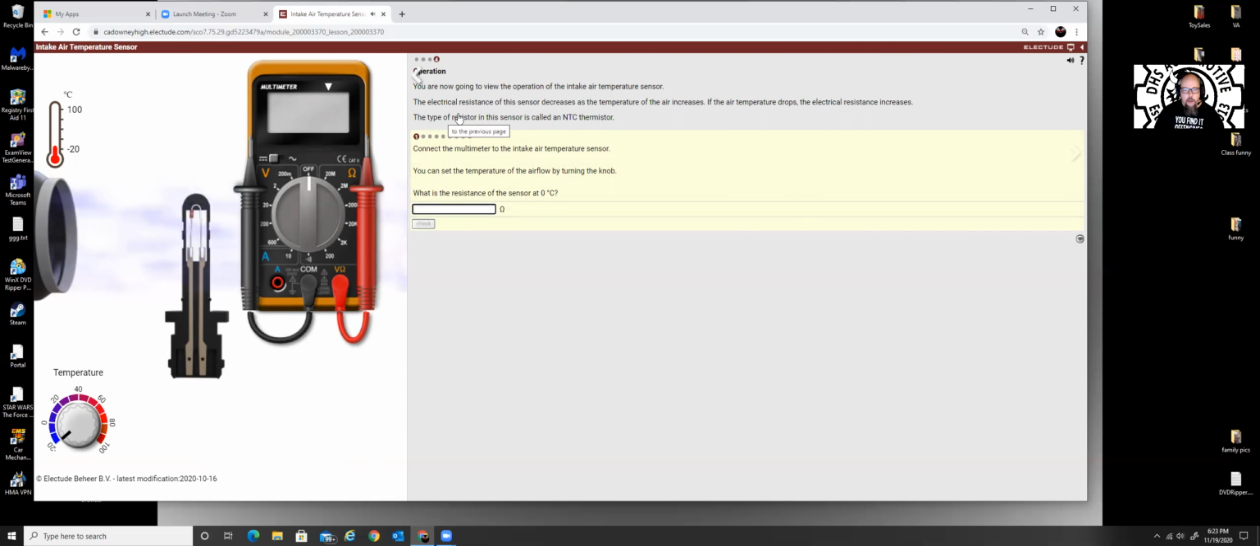Okay, so now we're going to play with the sensor a little bit and go over some of the resistance values. This is where the tool comes in handy. Okay.